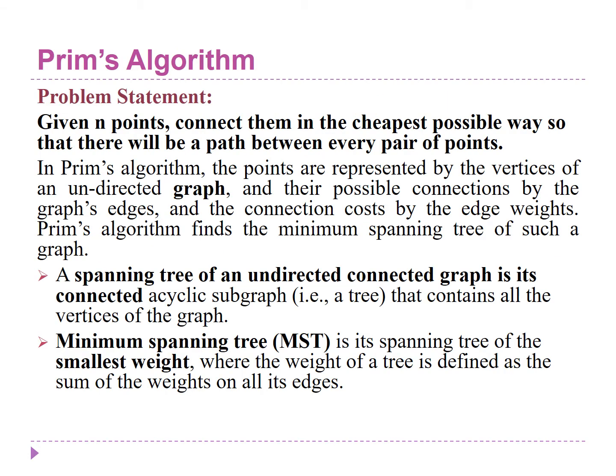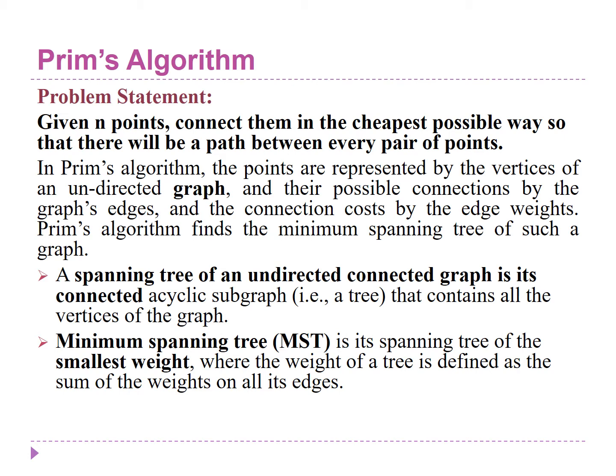Prim's algorithm. The problem for which Prim's algorithm finds a solution is: given n points, connect them in the cheapest possible way so that there will be a path between every pair of points. In Prim's algorithm, the points are represented by the vertices of an undirected graph, the possible connections by the graph's edges, and the cost of the connections by the edge weights. Prim's algorithm finds the minimum spanning tree of such a graph.